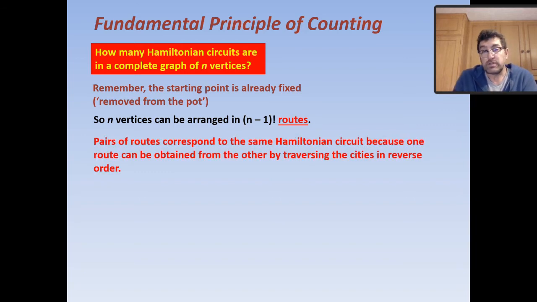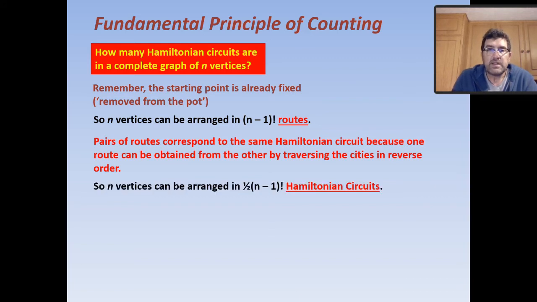Pairs of routes correspond to the same Hamiltonian circuit because one route can be obtained from the other by traversing the cities in reverse. We saw that in our discussion about visiting the 4 cities. So n vertices can be arranged in a half times (n minus 1) factorial Hamiltonian circuits, because each of the vertices is connected by an edge. So you move along that edge to visit the other vertices.